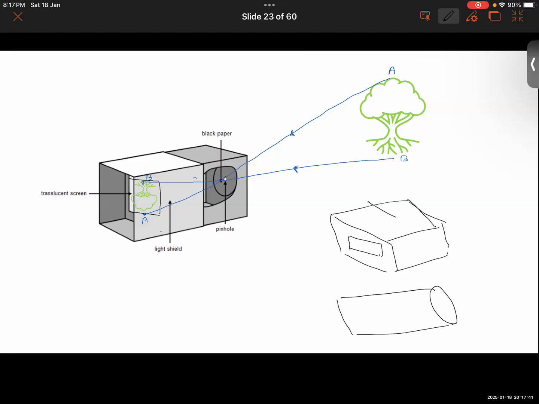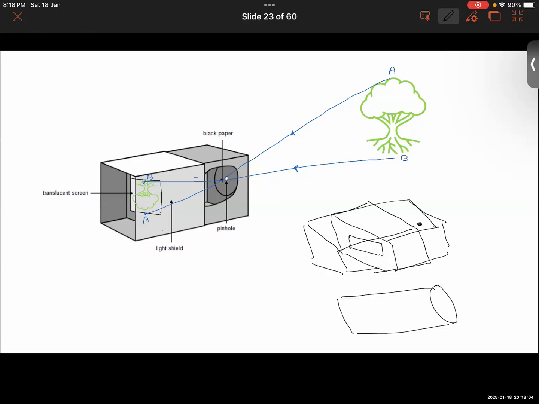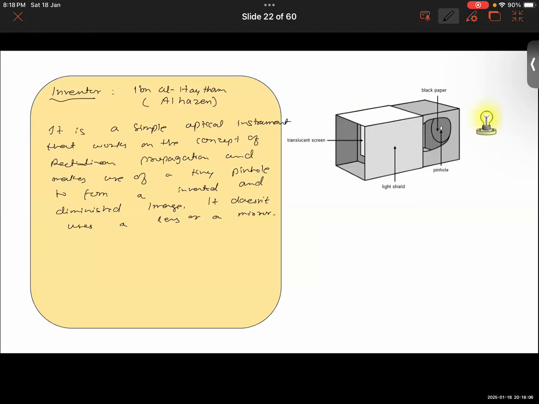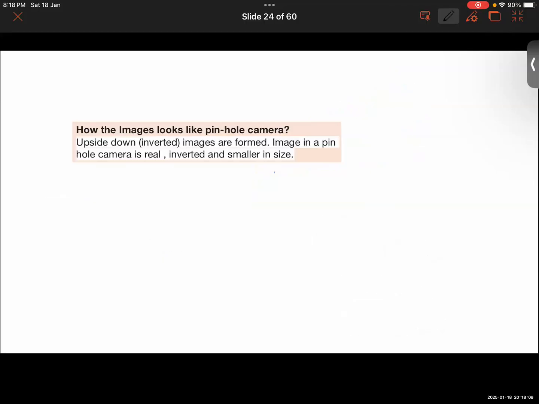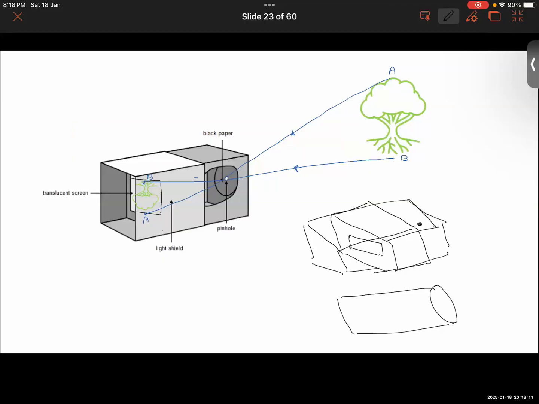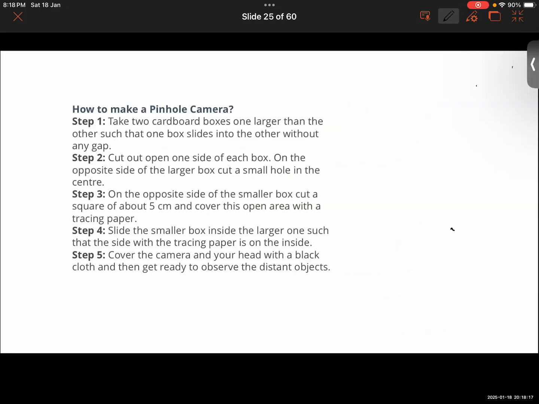So you have to take two boxes, one smaller and the other just slightly bigger than this, big enough that it will just slide forward and backward. This portion you will cut out and paste a translucent screen like a tracing paper. On this one, you will make a small hole. That is basically how it works. I just needed to explain what this thing is and how it works. The construction, since a question will not be asked, but I suppose you already know how it has to be made.